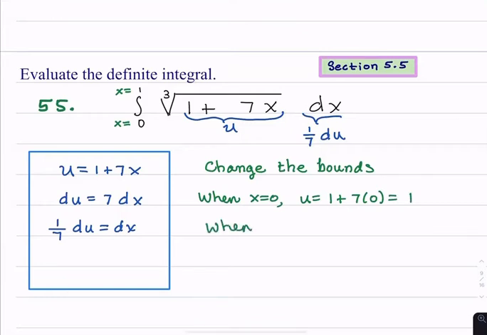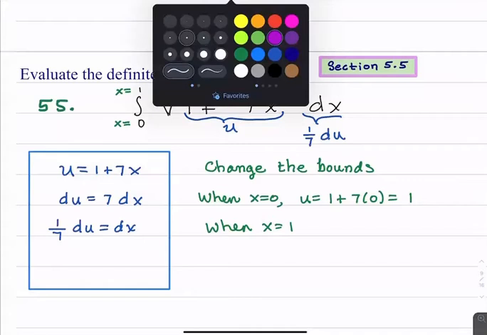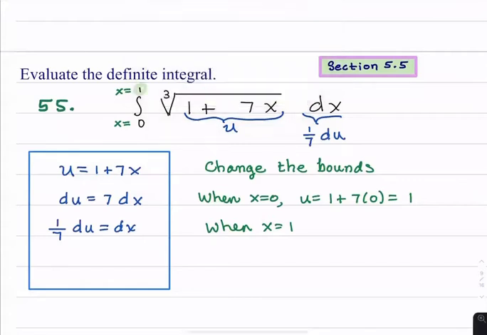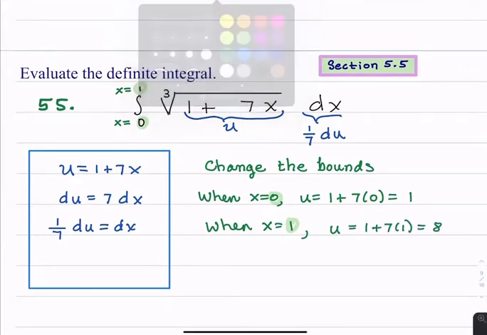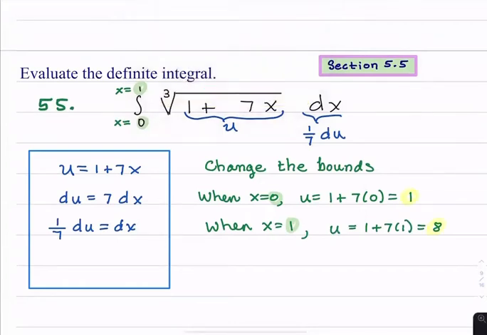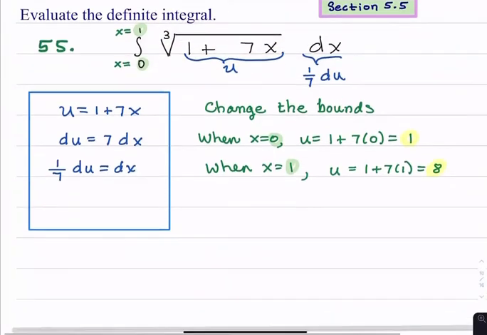When x is equal to 1, I'm just picking up these bounds right here, 0 and 1. That's where I'm getting these numbers. When x is equal to 1, u is equal to 1 plus 7 times 1, which is 8. So now I have new bounds that I'm going to work with when I write an integral involving u. So everything's all good to go.